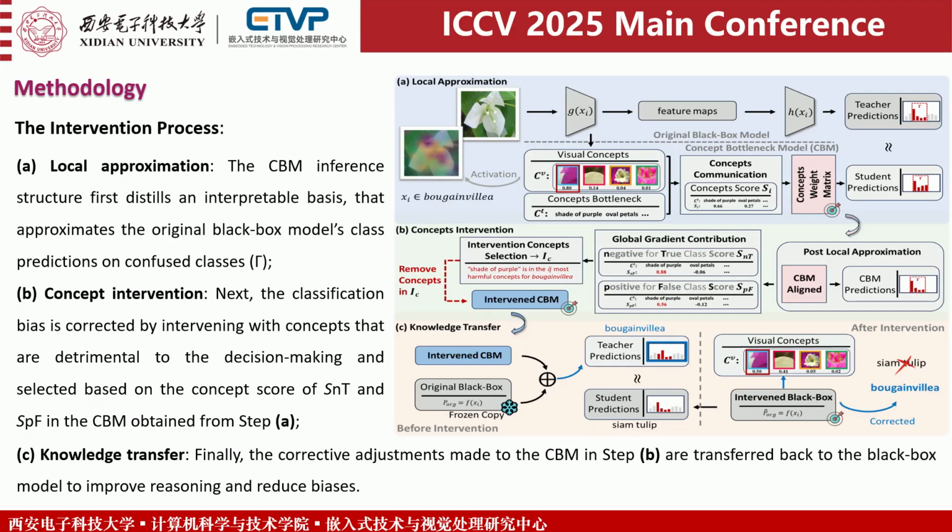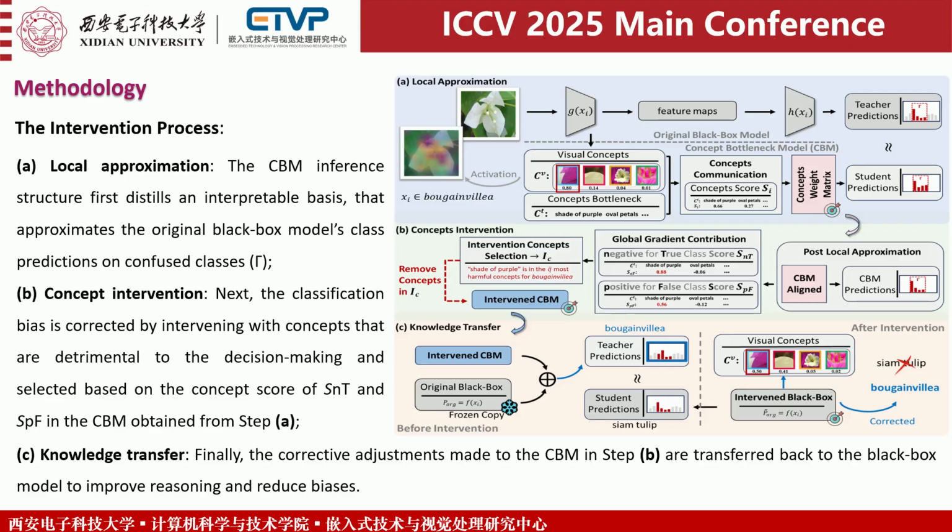Next, let's move on to the introduction of the method framework. As shown in the figure on the right, CBM-HNMU is divided into 3 steps. Step A. Local approximation. The CBM inference structure first distills an interpretable basis that approximates the original black box model's class predictions on confused classes, gamma.